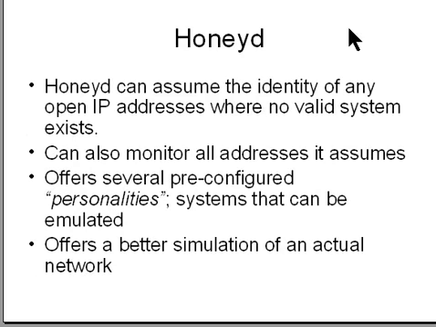Honeyd can assume the identity of any open IP addresses where no valid system exists. Realize that you can't have two of the same IPs on the same network, so just realize that you need to use IPs that are not being used by other, real computers. And it can also monitor all addresses that it's assuming. And what honeyd provides is something called pre-configured personalities, and that is the systems that it's able to emulate. And essentially it's emulating the operating system's TCP stack.